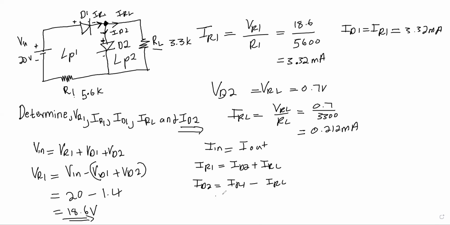Now the value of ID2 is 3.32 milliamperes minus 0.212 milliamperes. Therefore, ID2 is equal to 3.11 milliamperes.